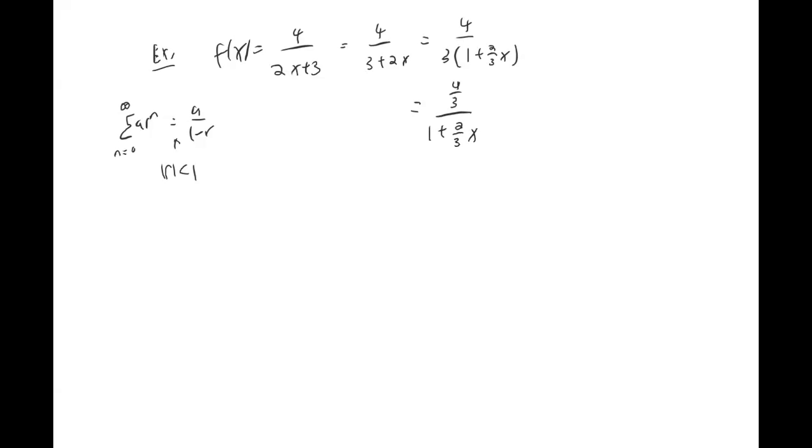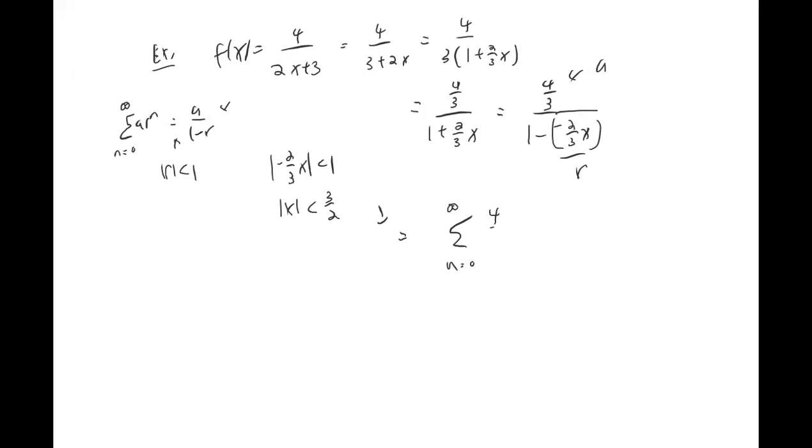We have a number over 1 plus something. Here is a number over 1 minus something. So how do I change plus to minus? What's a smart way to change plus to minus? Yeah, minus minus. And you're done. This is your A, this is your R. So inside your interval, when absolute value of R is less than 1, so when absolute value of x is less than what, 3/2, it's equal to this: 4/3 times what? Negative 2/3 x to the n.